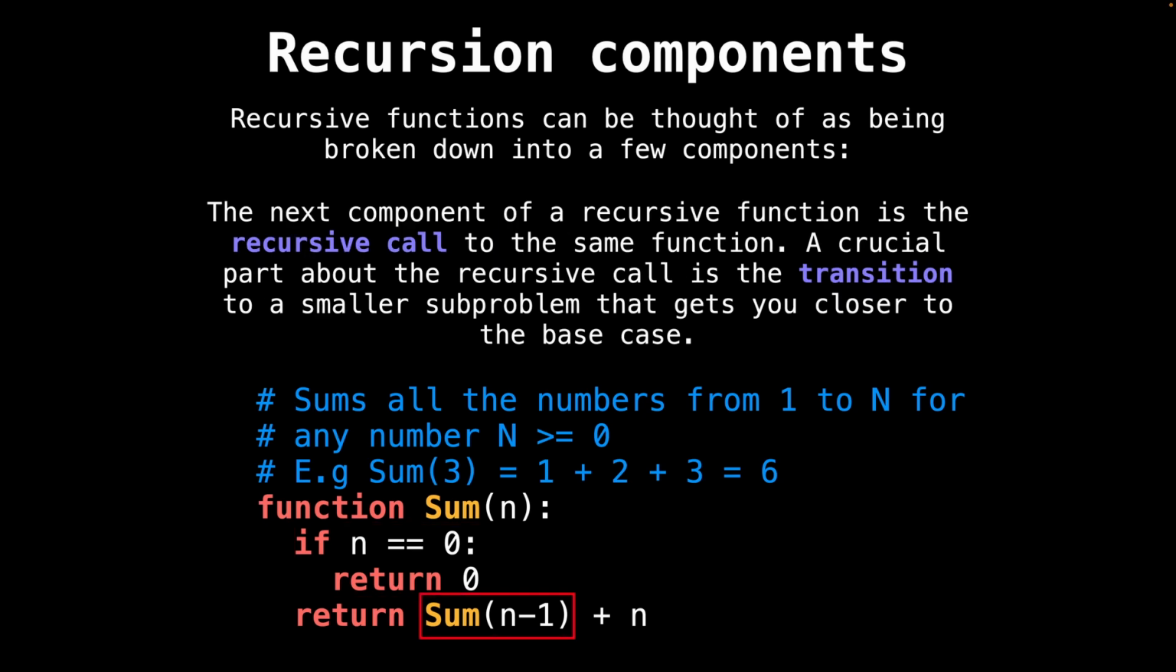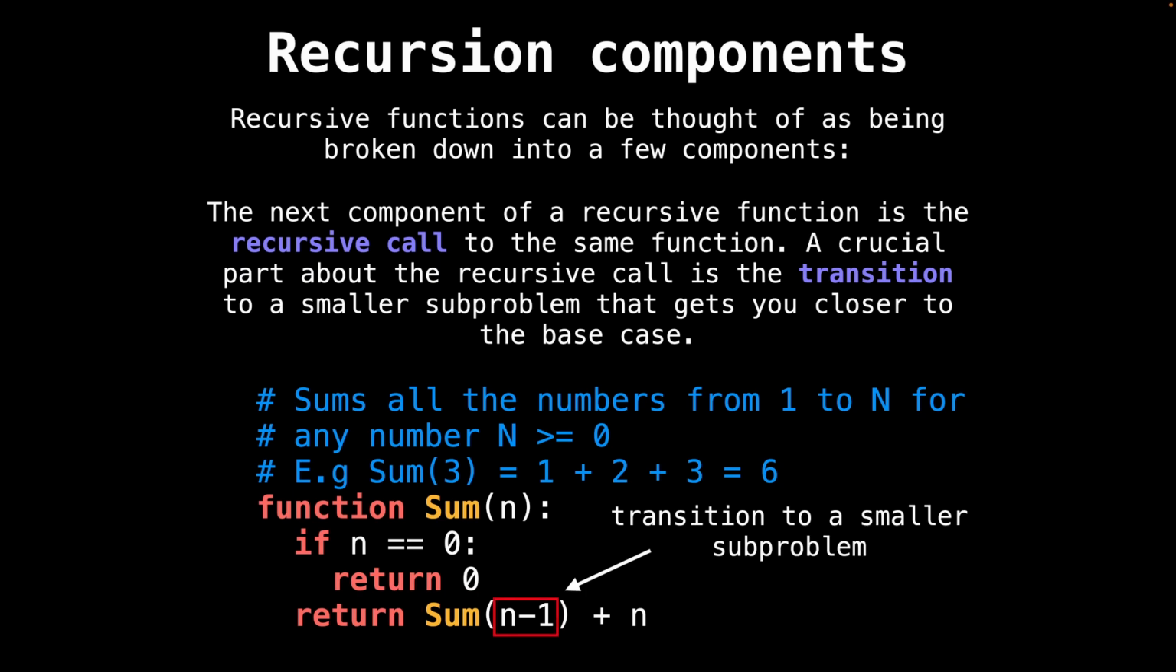The next component of a recursive function is the recursive call within the function. This is where you typically transition to a smaller subproblem that gets you closer to the base case. Below you can see that sum gets called recursively but with a parameter of n minus 1. This says sum all the numbers from 1 to n minus 1.